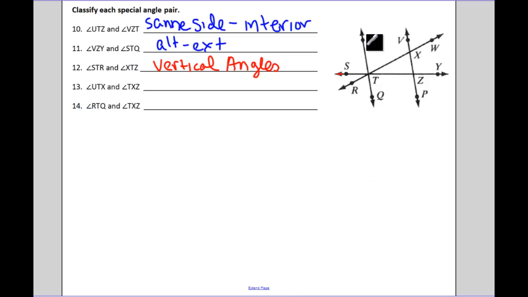All right, the next one. UTX and TXZ. So this angle and this angle, alternate sides of our transversal, which is RW, and in the interior, so these are alternate interior angles.